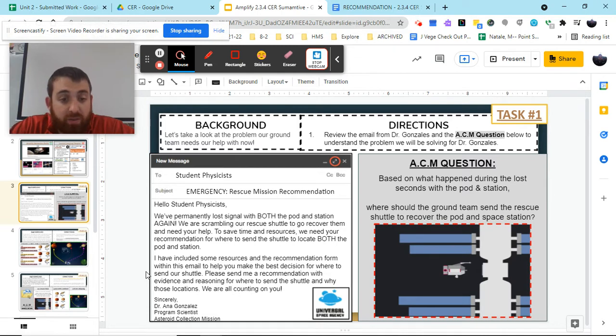They're scrambling a rescue shuttle to go and get them. So right now they're floating in space somewhere and they're trying to send a rescue shuttle to get them both. To save time and resources, they need you to recommend where to send the shuttle to get both the pod and the station. They've included some resources in the document, which you'll have included with all of this, and you're going to be using that to recommend what to do. So let's go ahead and look at how you're going to be completing the recommendation form using evidence and reasoning about where to send the shuttle.